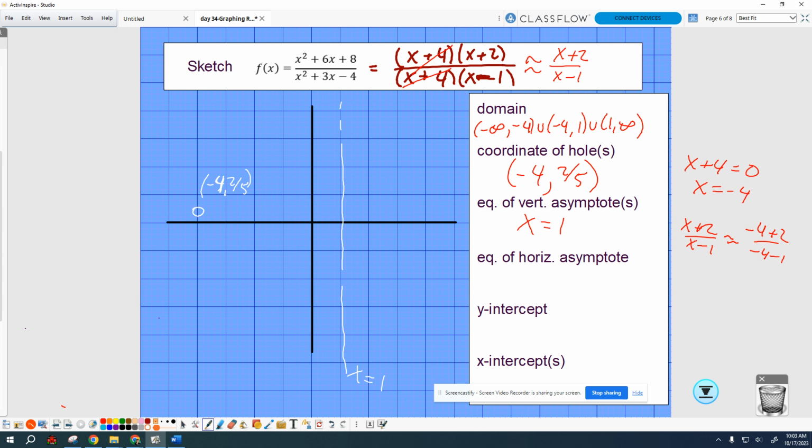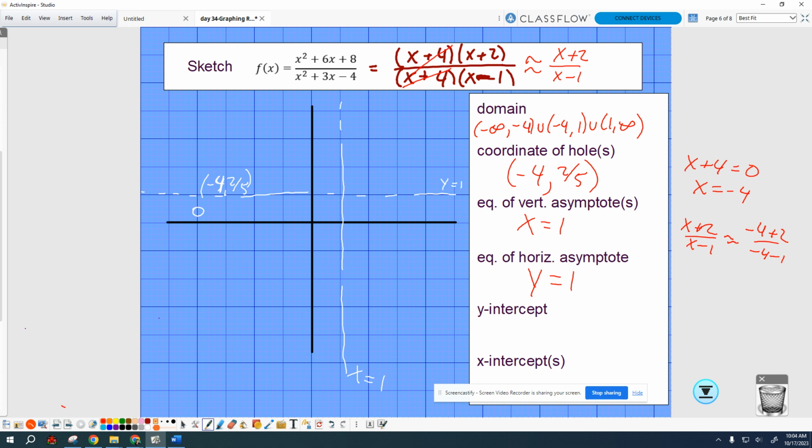Do I have a horizontal asymptote? Yes, at y equals 1. Perfect. So top heavy, bottom heavy, it's equal. I have an x squared up top and x squared on the bottom, and they both have a coefficient of 1. So y equals 1 is my horizontal asymptote.